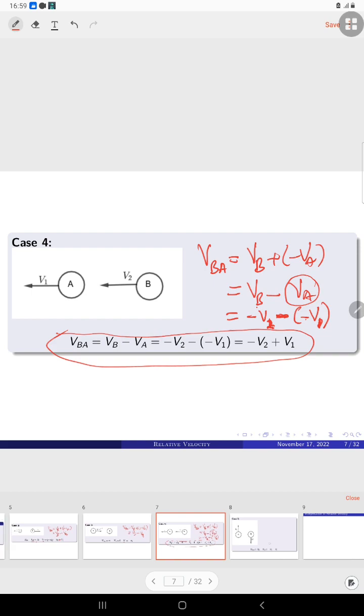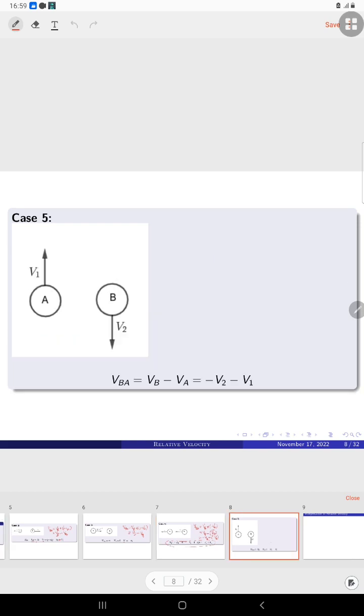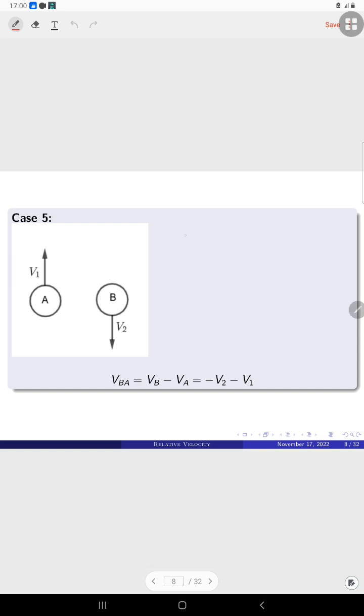I want us to look at the last case. They are parallel vectors, but one is moving towards the north and one is moving towards the south. As we know, conventionally, if bodies are moving towards the north we assign positive, south negative, right? If I want to find VBA, as usual, VB minus VA. Now I don't want to write plus minus, okay? B is towards the south, so conventionally it's going to be negative V2. Minus A is towards the north, so it's V1. The minus is already in this formula. So that is what we get, and that is what we have done here.